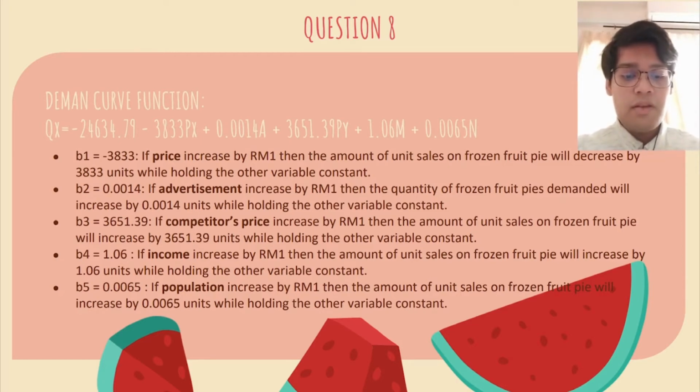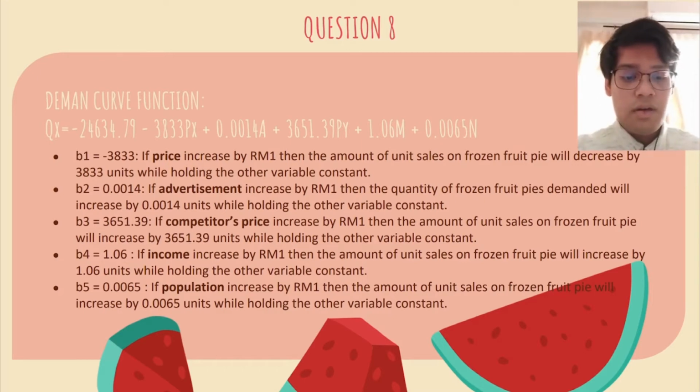Alright, for B4, which equals 1.06, if income increased by RM1, then the amount of unit sales on frozen fruit pie will increase by 1.06 units while holding the variables constant. And for the last one, B5 equals 0.065, if population increased by RM1, then the amount of unit sales on frozen fruit pie will increase by 0.065 units while holding the other variables constant.